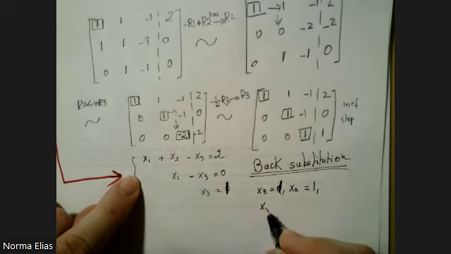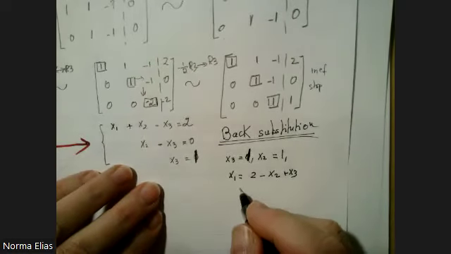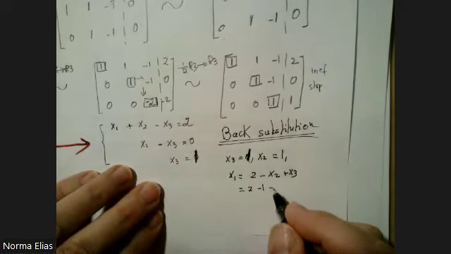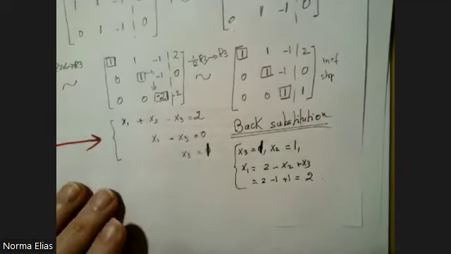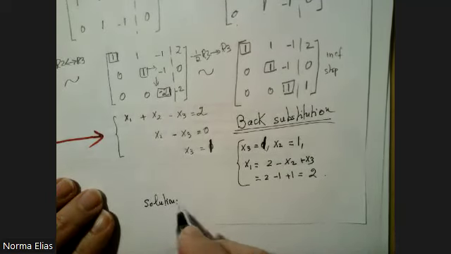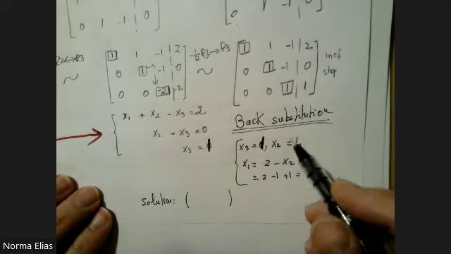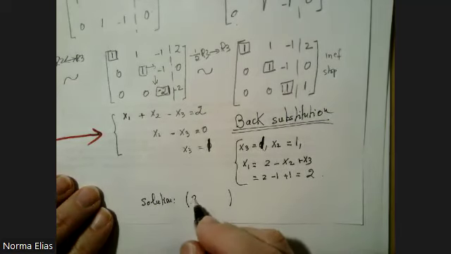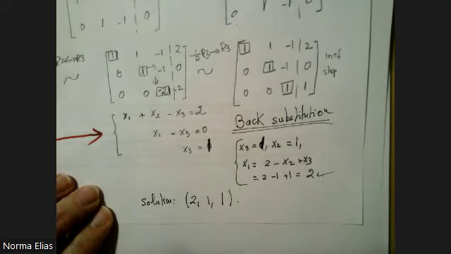And then I back up. X1 is 2 minus X2 plus X3. It means X1 is 2 minus 1 plus 1, which is equal to 2. So this is the back substitution. And the solution is, so far we are writing the solution as a list of 3 numbers. So it's a 2 for x1, and it's a 1 for x2, and a 1 for x3. So that will be the solution.